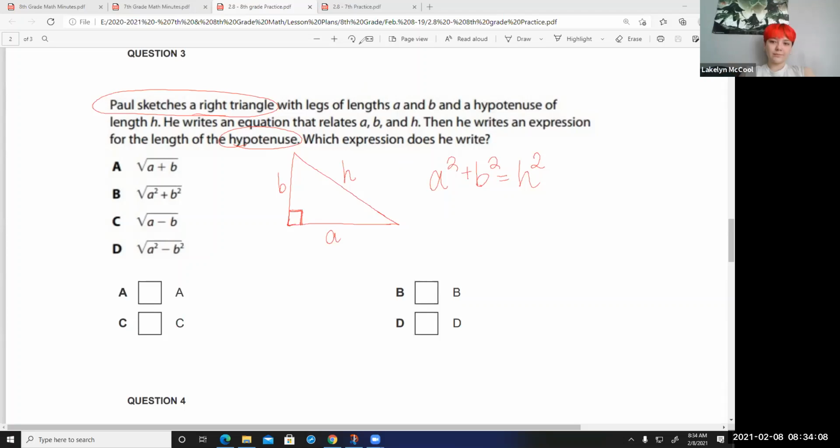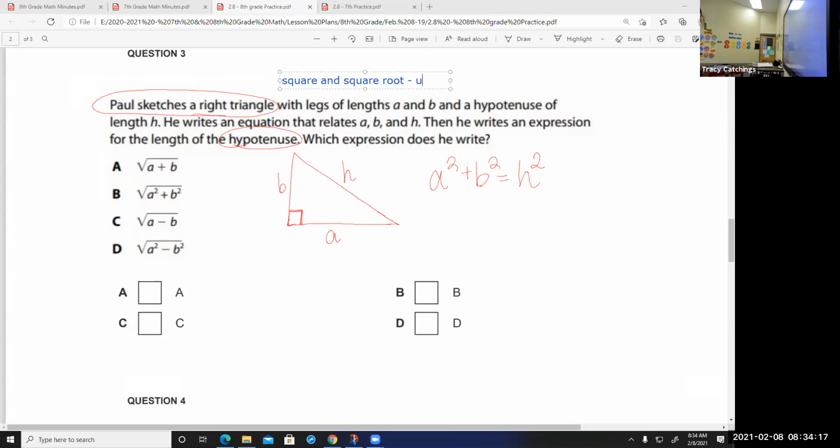Square root it? Good job, Lakeland. That is correct. So that means that's something I did not know. That's definitely something I need to get down. Square and the square root undo each other.